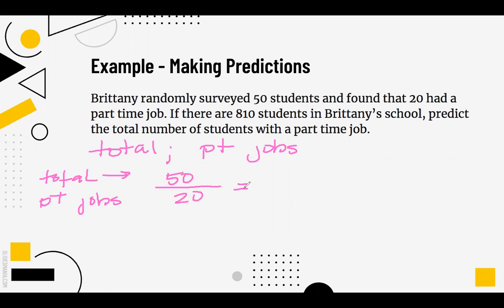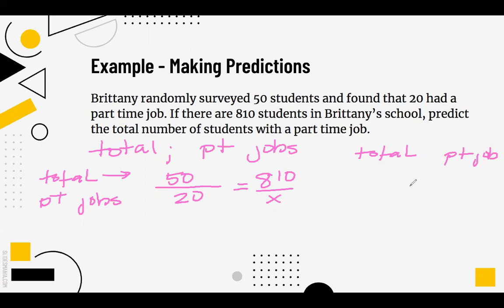So then it says that there are 810 students in her school, and she wants to know how many have part-time jobs, or make a prediction about how many have part-time jobs. So in this instance, we have our setup to be horizontal, in that the totals are on the top, part-time jobs on the bottom. You could also have the setup be vertical.